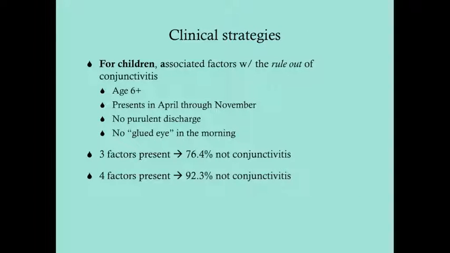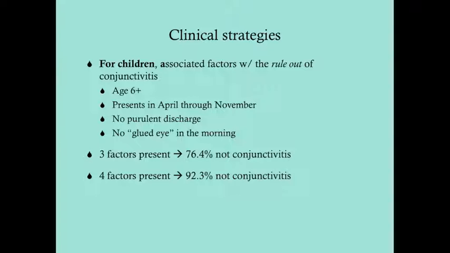Okay, so some clinical strategies. This is something that a recent journal came out with that you can use if you're dealing with children. These are factors that are associated with a non-diagnosis of conjunctivitis. Being older than 6 is associated with not conjunctivitis. If the patient is older than 6, they're less likely to have conjunctivitis than if they were younger than 6.